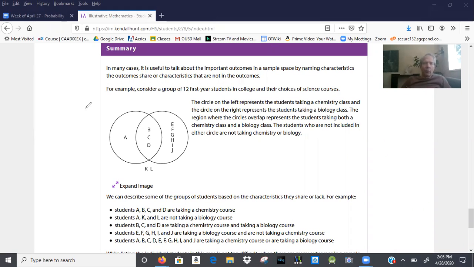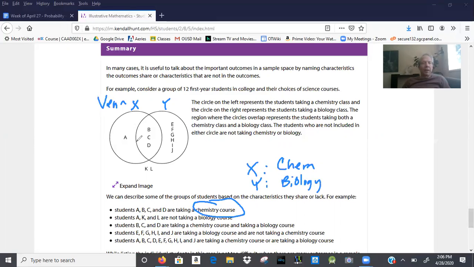Once again, this is another Venn diagram, V-E-N-N. I've got a bunch of letters already in here. I'm going to call this set X and this set Y. X is defined as people who are taking chemistry. One way you can define a set is by a rule. So these are chem students, and then Y is the other set. These are biology students. The letters in here represent the students, so maybe this is Alan and Bob and Kathy and Denise, or this could be student A, student B.